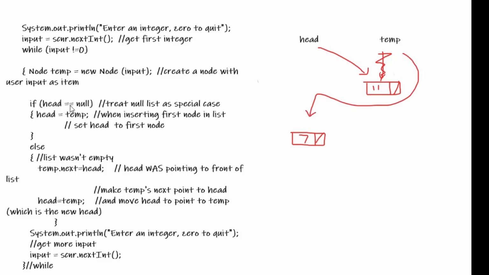Then if head is null, well, it isn't. Head has the address of the previous node. So I go to the else. Then temp.next equals head. So wherever head was pointing, temp.next now points there. So temp.next is this guy here. And temp.next now has to point to wherever head is pointing. In other words, here.